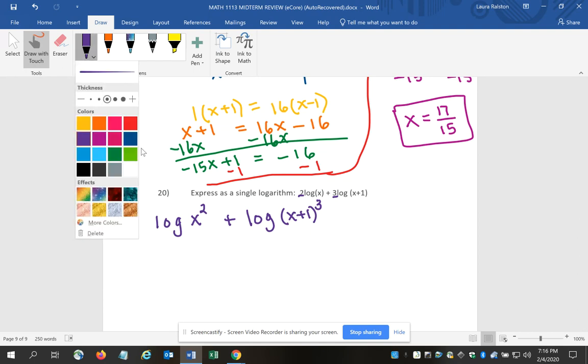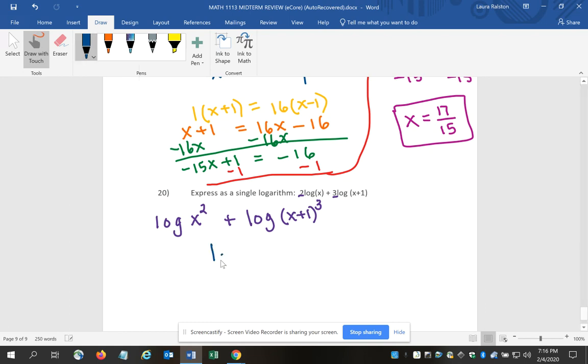I then notice that they're being added together. Addition translates back to multiplication. So I would have log of x squared times the quantity x plus 1 cubed. And we're not going to multiply all of that out. That answer is sufficient. It's a single logarithm because the word log only occurs once in the answer.